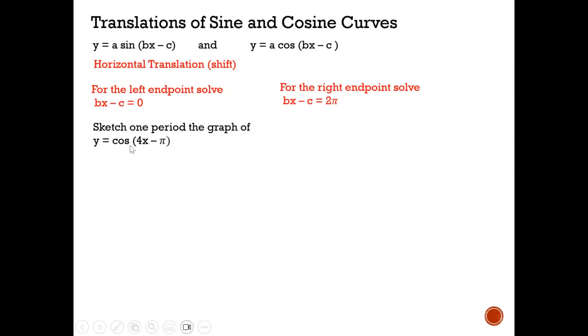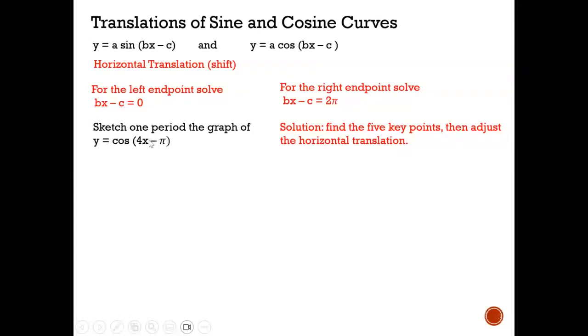So let's graph y equals cosine of 4x minus pi. Solution: first find the 5 key points, then adjust the horizontal translation by doing the left endpoint and the right endpoint. For now, let's pretend it's only cosine of 4x. My A is 1, my B is 4.